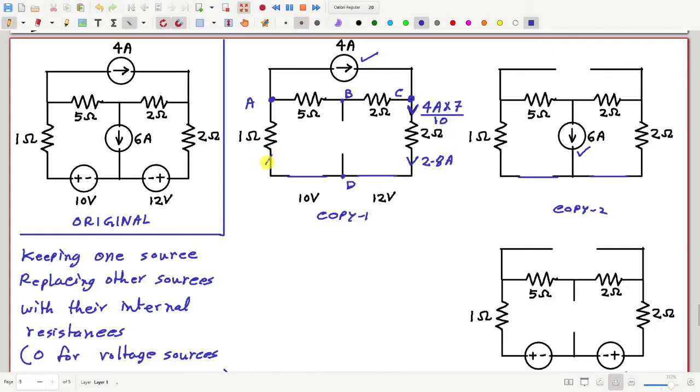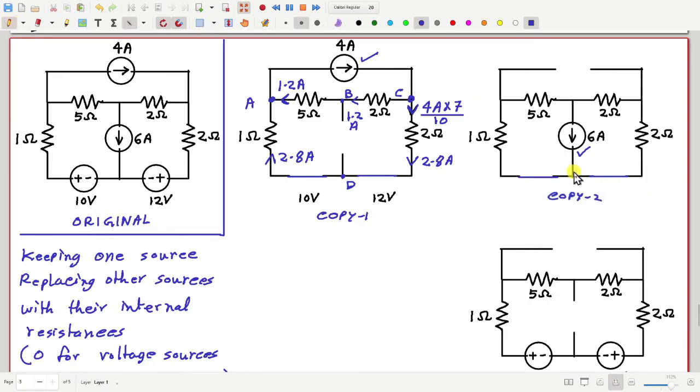Okay, so that means this current is also 2.8. Then how much will be this current here through the 5 ohm resistance? 1.2. This must be 1.2. And this current is also 1.2 ampere. In a similar way, let us now solve this copy 2.